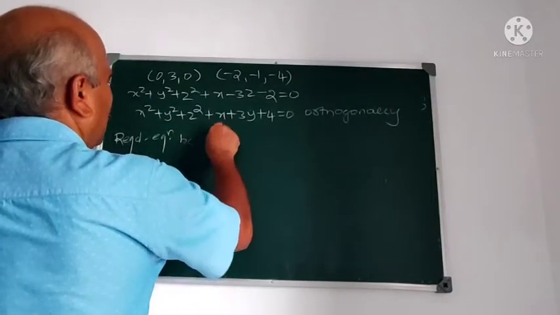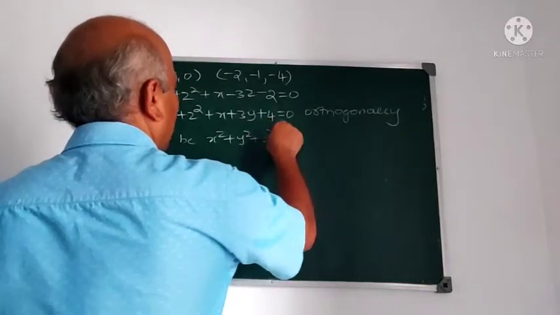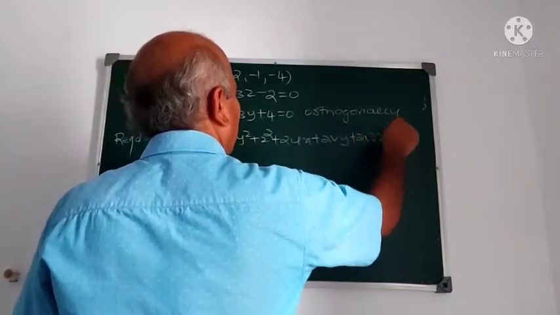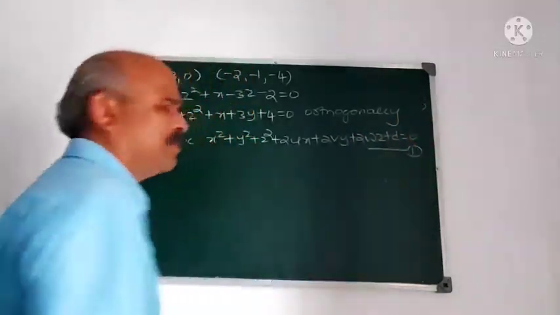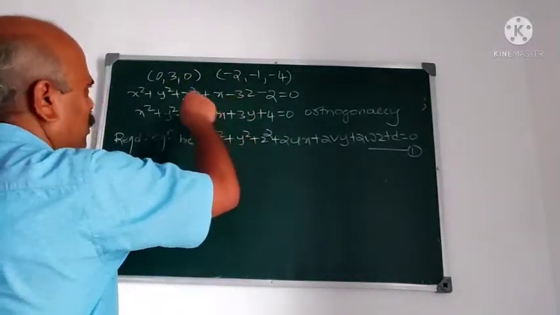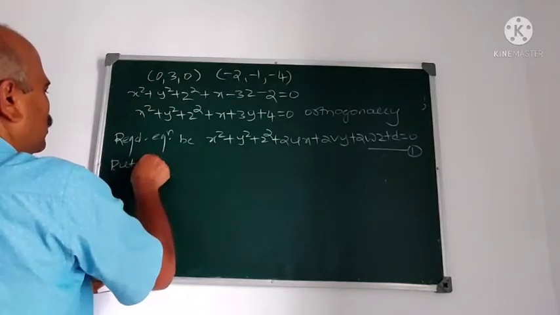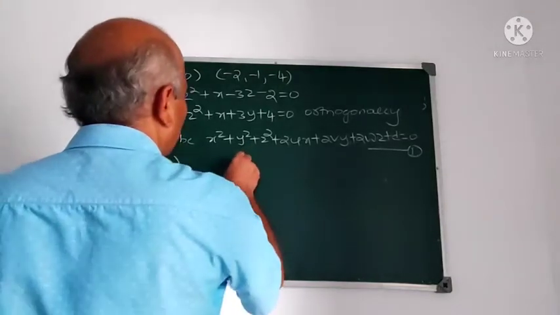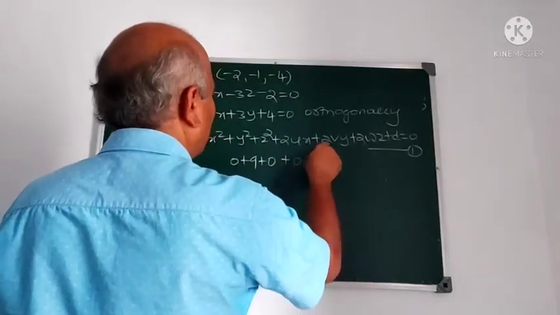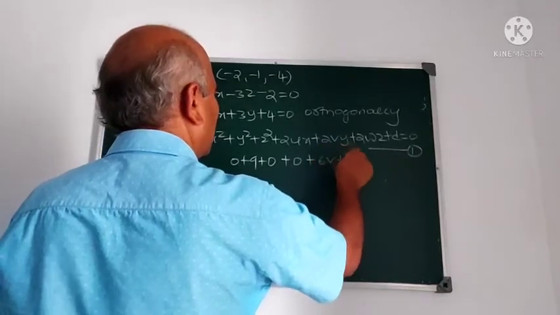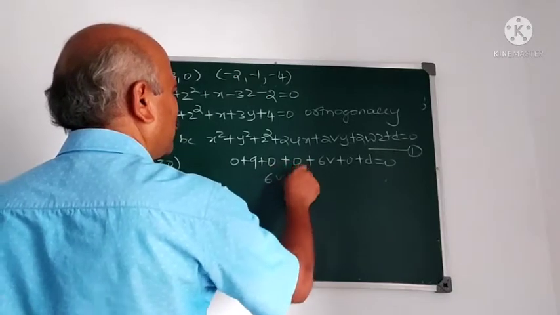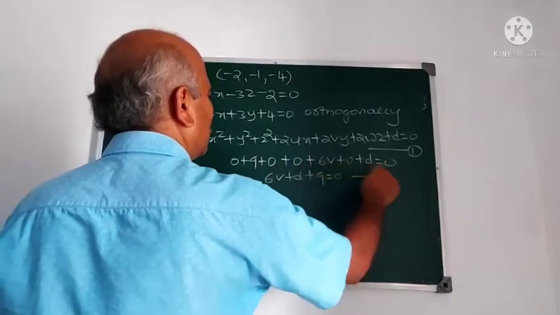The required equation is x square plus y square plus z square plus 2ux plus 2vy plus 2wz plus d is equal to 0. Take this as 1. Now by substituting the points, you get 2 equations. Because it passes through 0, 3, 0, therefore 0 plus 9 plus 0 plus 0 plus 6v plus 0 plus d is equal to 0. So we get 6v plus d plus 9 is equal to 0. Take this as 2.